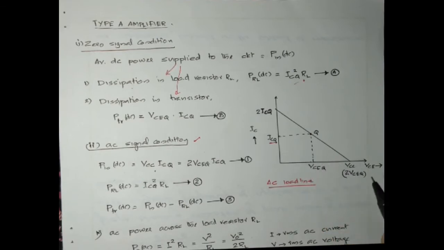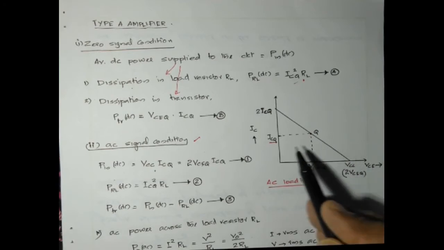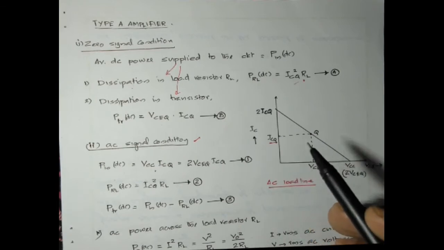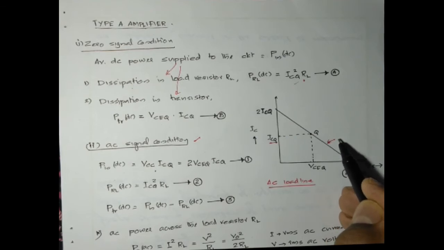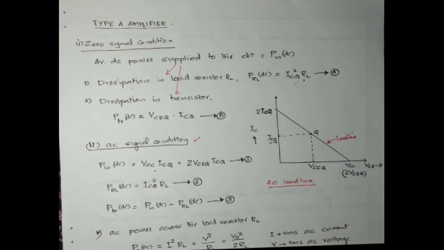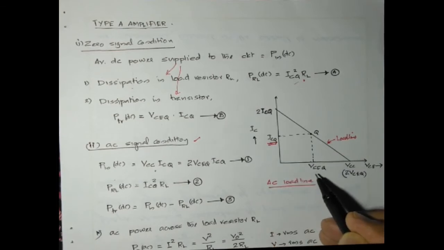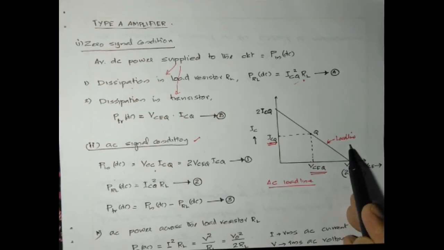The collector emitter voltage, that is VCE, also increases and decreases. It is to be noted that the signal variations are limited to the linear region of this load line. This is the load line. So the average value of collector current is ICQ itself, and the average value of the collector emitter voltage is VCEQ itself, because the operation always takes place within the linear region of this load line.